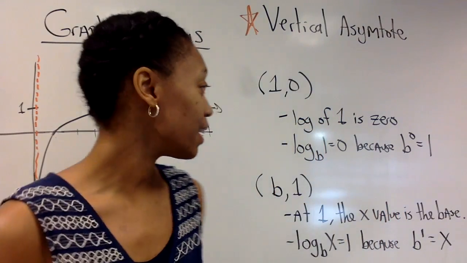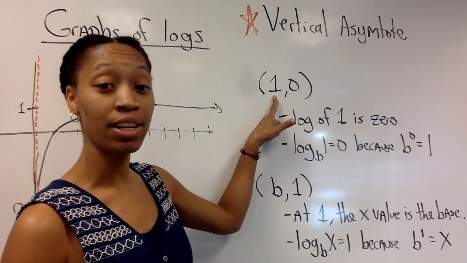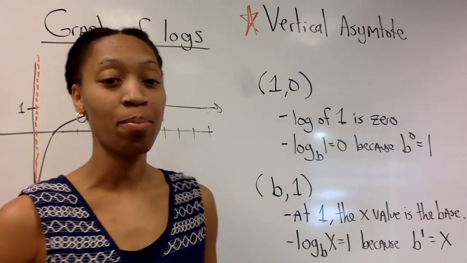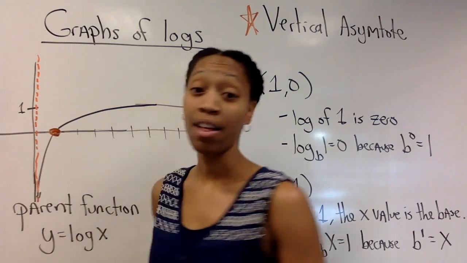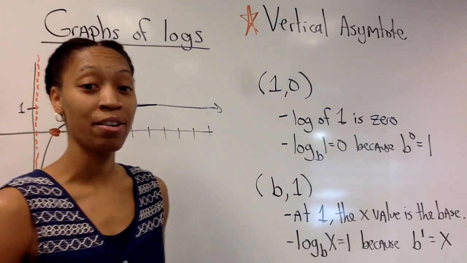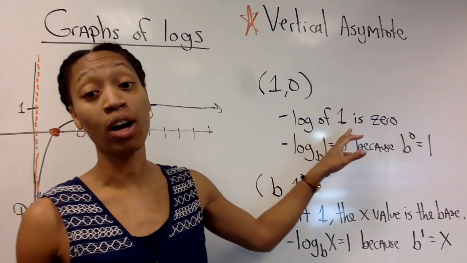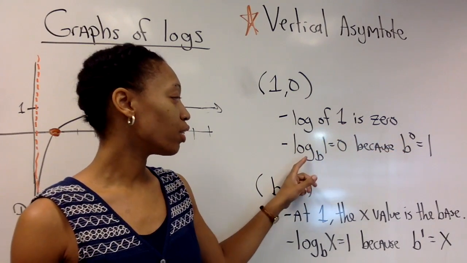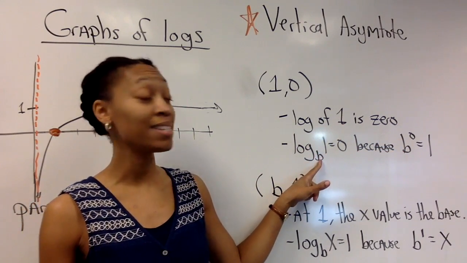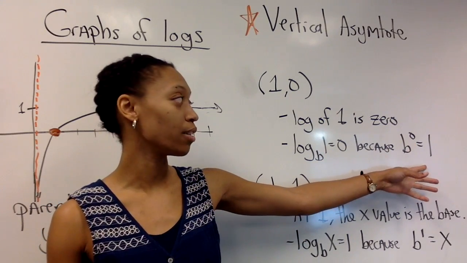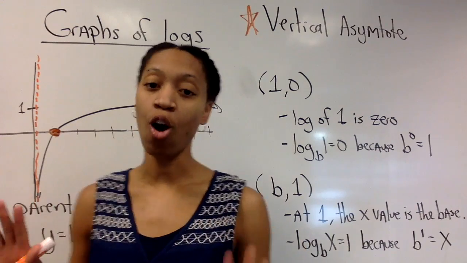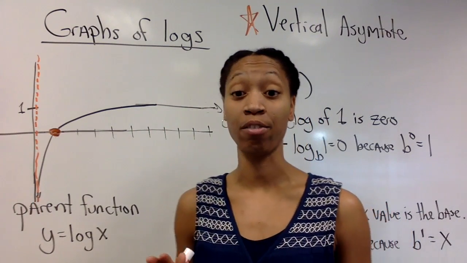The next thing is this point (1, 0) is always on the parent function. Here's (1, 0). Now the reason that that point is there is because the log of 1 is 0. The log of 1, no matter what the base is, is 0 because anything to the 0 power is 1. So we can always include this point on our parent function.